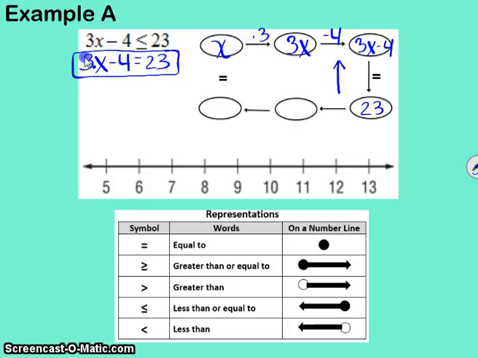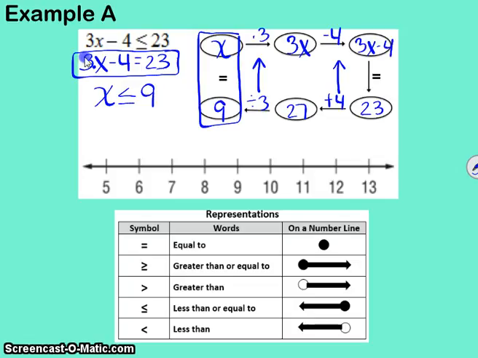So remember I have to do the opposite, so I have to do the opposite of minus 4, which is plus 4. And 23 plus 4 gives me 27. And I have to do the opposite of times 3, which is to divide by 3, and 27 divided by 3 gives me 9. So I know that x is equal to 9. However, I need to put the inequality sign back in my answer. So this is my answer. X is less than or equal to 9, and now I have to plot this on my number line.